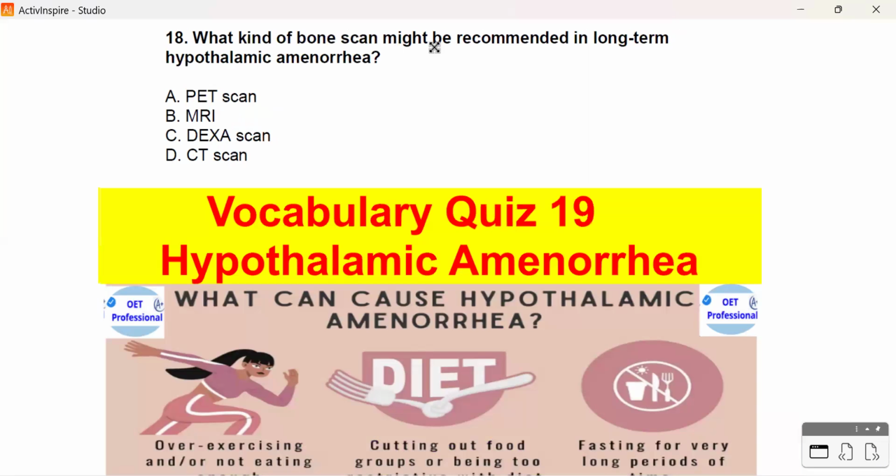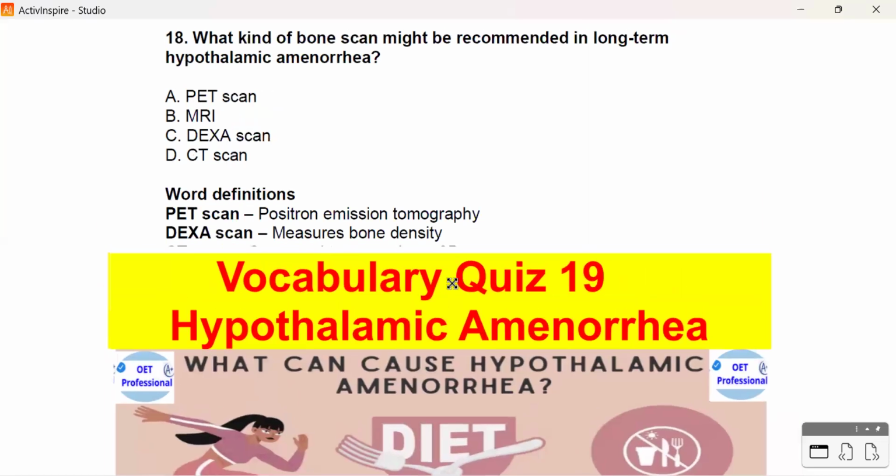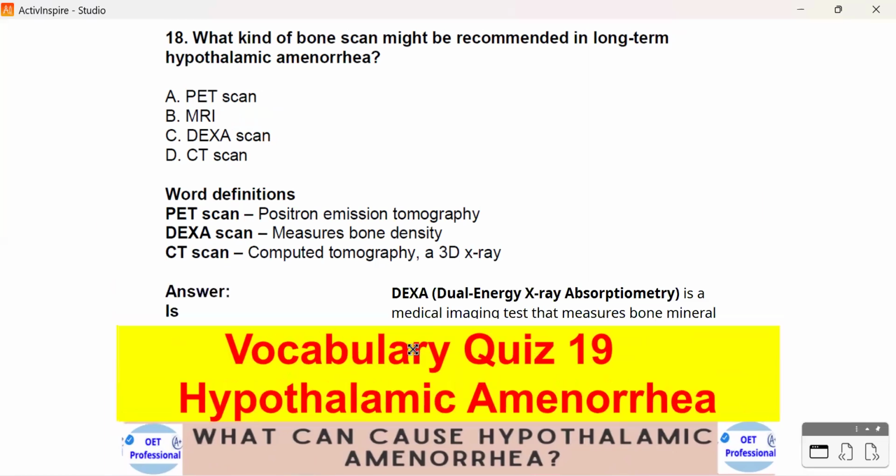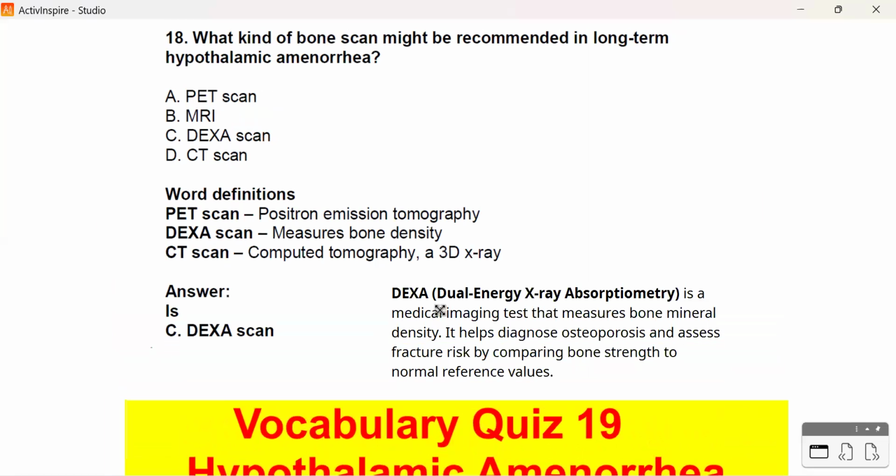What kind of bone scan might be recommended in long-term hypothalamic amenorrhea? PET scan, MRI, DEXA scan, CT scan. The correct answer for a bone scan is DEXA scan, dual energy X-ray absorptiometry. It is a medical imaging test that measures bone mineral density. It helps diagnose osteoporosis and assess fracture risk by comparing bone strength to normal reference values.